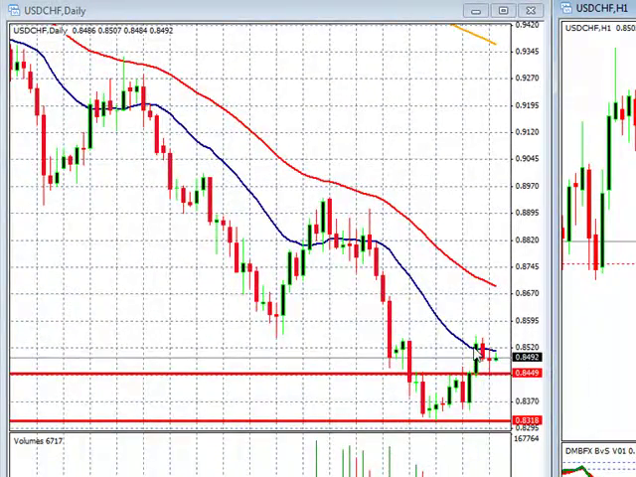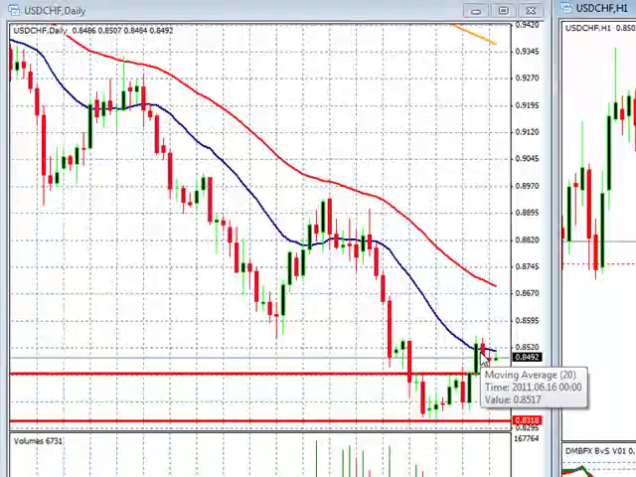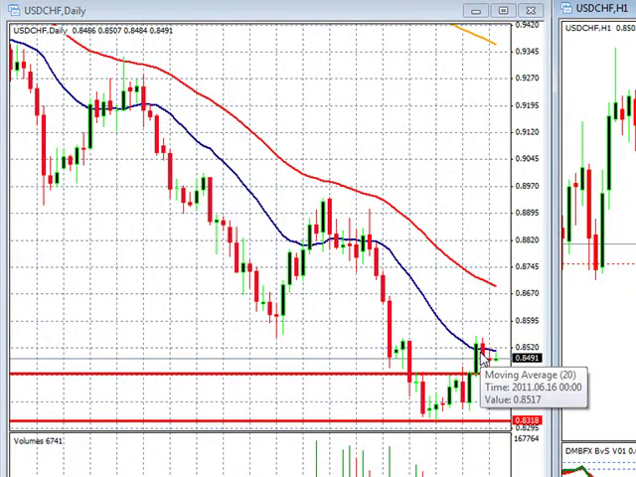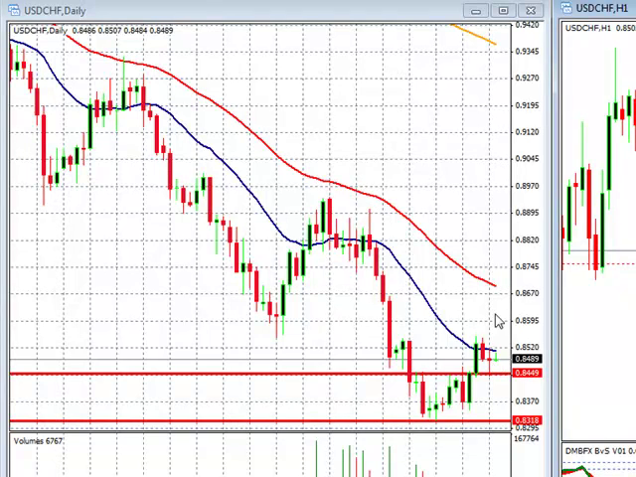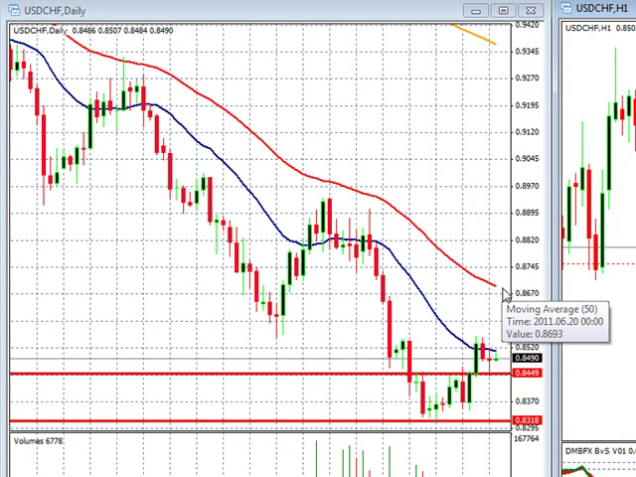We made a move to the 20. We're holding up as support, possibly putting in, well, keep in mind two things. Well, first of all, it's still a lower high. So we're still in a downtrend. But if we are going to make this move, then we need to hold this support of 84.50 and then try to make a move to the 50 moving average.